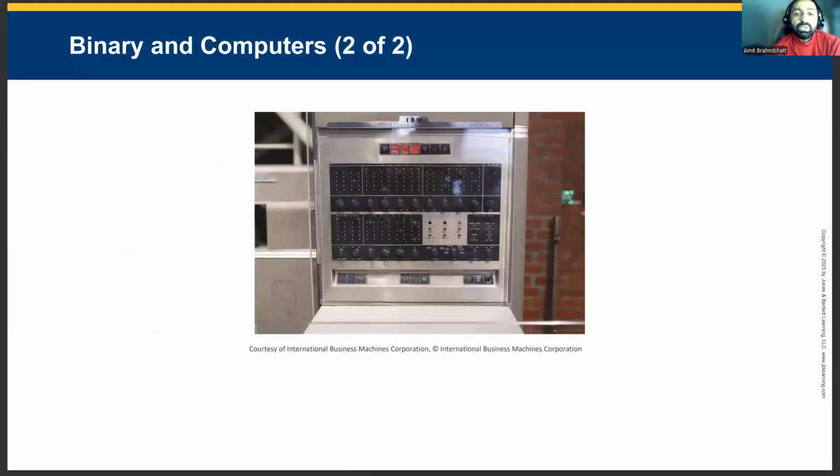Binary and computers. Here's a visual representation of how bits are organized and processed. The image reinforces how binary data moves through hardware components such as processors and memory units. And here is an example of an early prototype of an IBM machine.